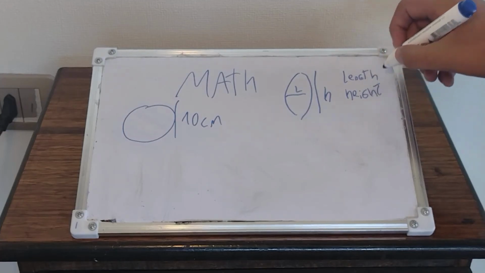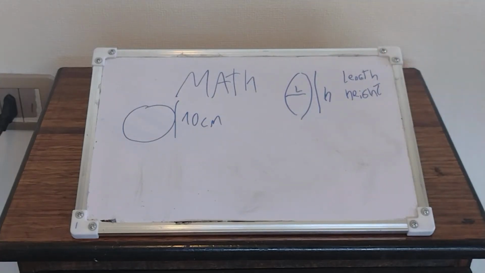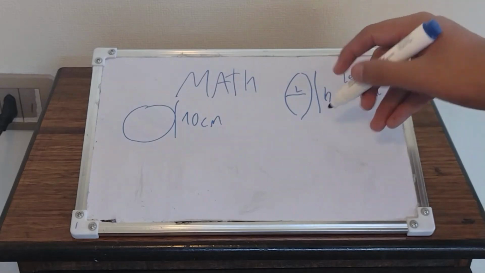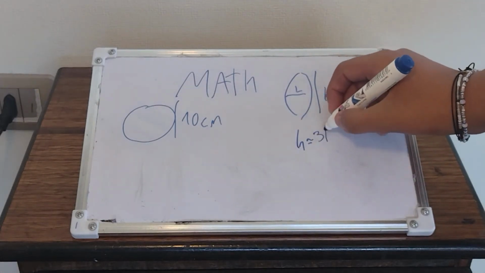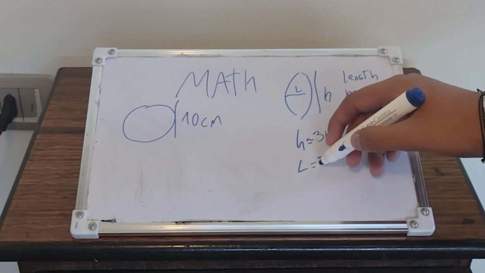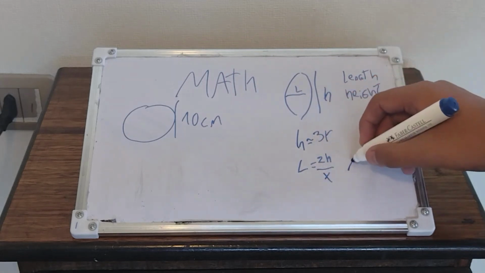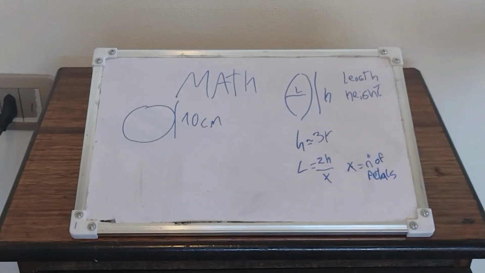Where h is the height and l is the length of the petals. To get the height, multiply the radius, the half of the height of the ball, by 3, and to get the length, resolve 2h divided by x, where x is the number of petals you want.